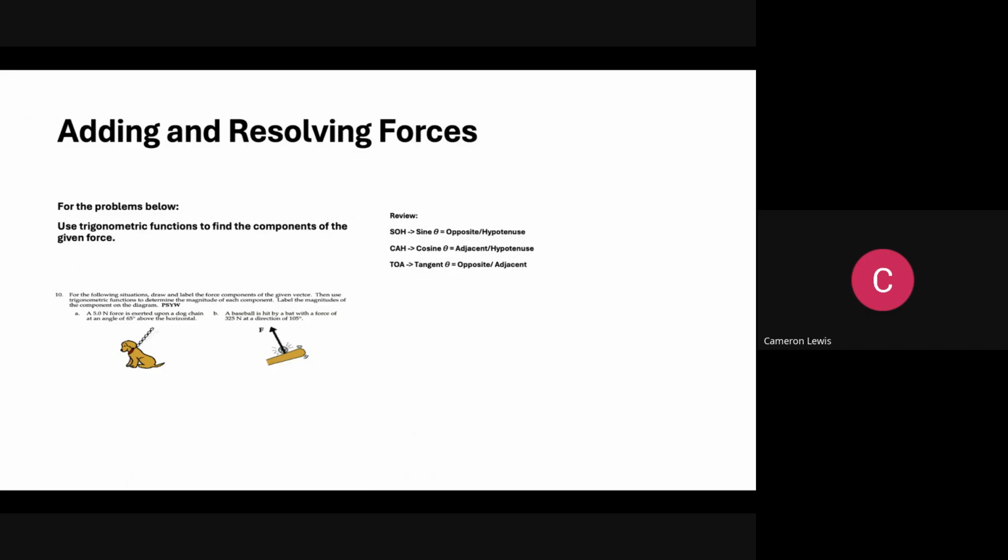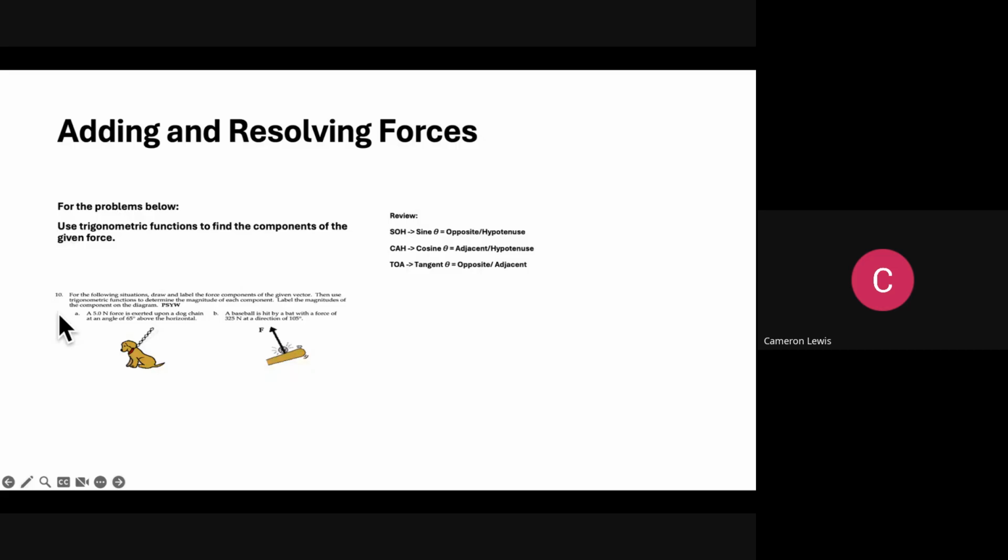Still getting to where it seems like it's a little bit of review, but let's put it all together. The whole point of this is to be able to identify individual components, but also to be able to find them. We have two scenarios of given forces. We want to use trigonometric functions to find the actual value for each one of those individual components. So now let's do that.